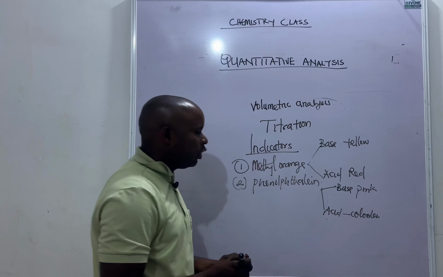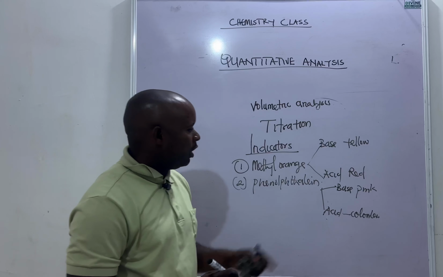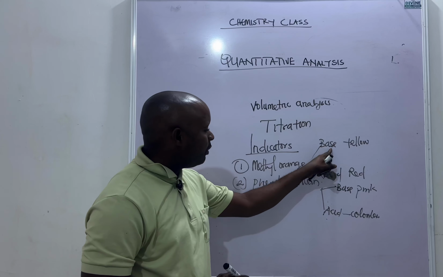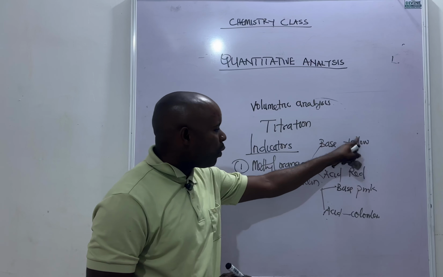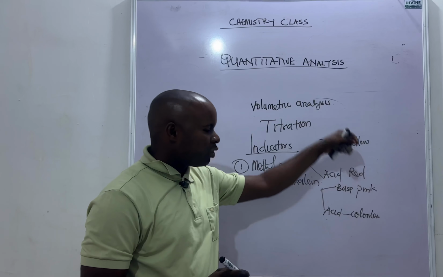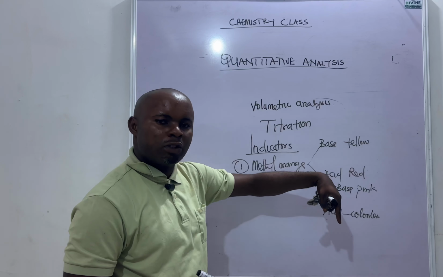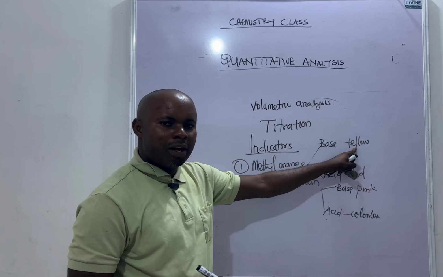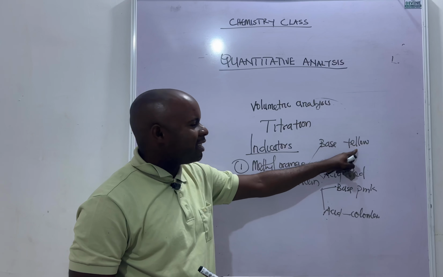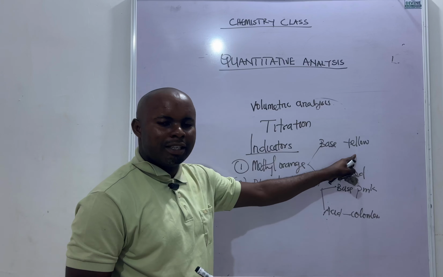If during titration you add the indicator in base, it gives yellow. As you are adding the unknown volume of the substance, if there's a change of color from yellow to any other color, you can tell that the reaction has been completed. That is, there's a change in color.